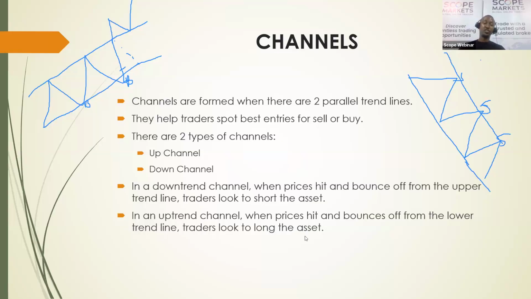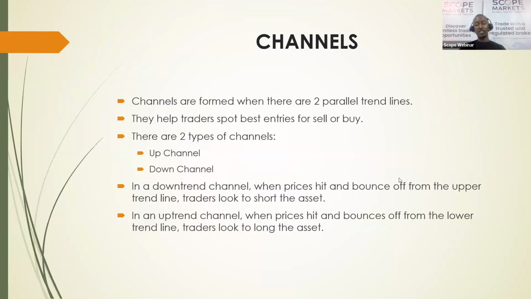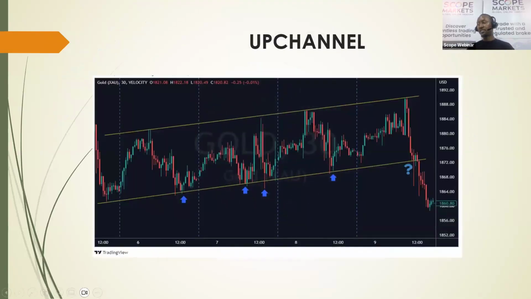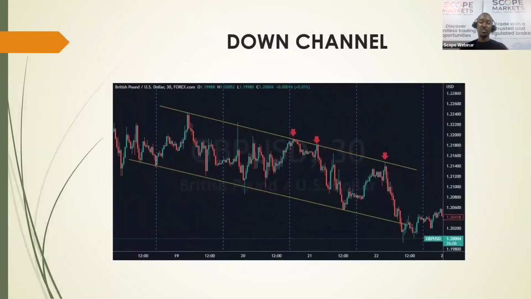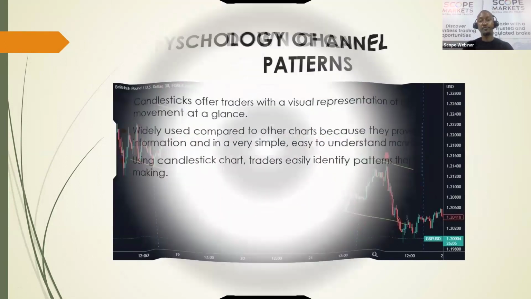So those are the only two types of channels. You can have an up channel and a down channel. So this is an example from the market. That is an up channel. So you can see the price moving up. On the lower trend line here, this is where we want to be looking for our buy entries. In a down channel, the price is in a downtrend, so we want to be looking for our sell entries. On the upper trend line here, this is where I've shown you the arrows. This is where we want to be looking for our entries in terms of selling, right?